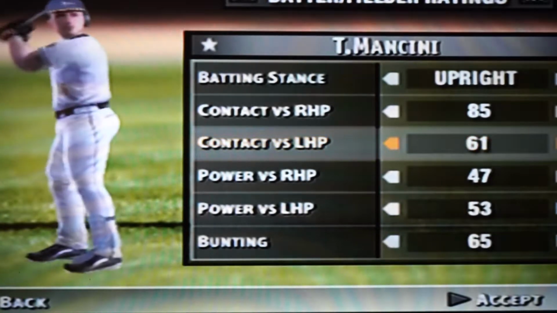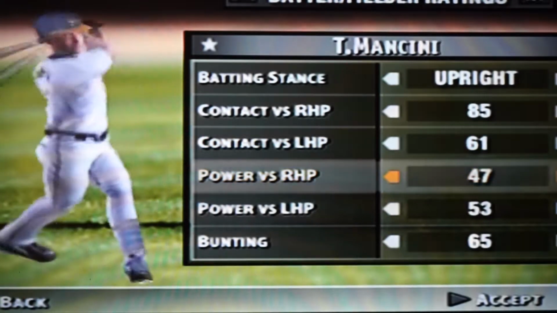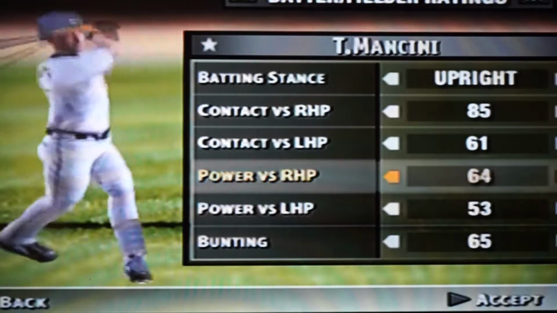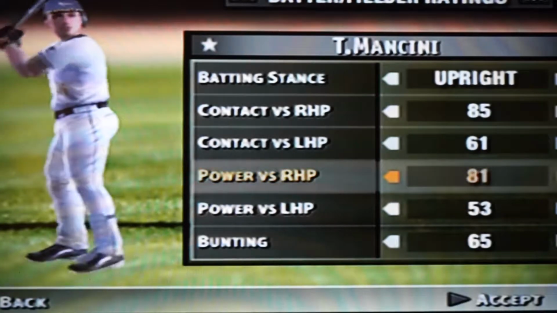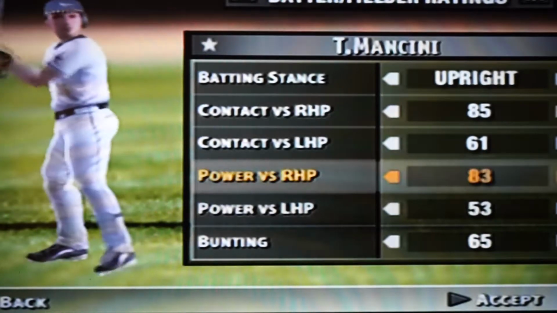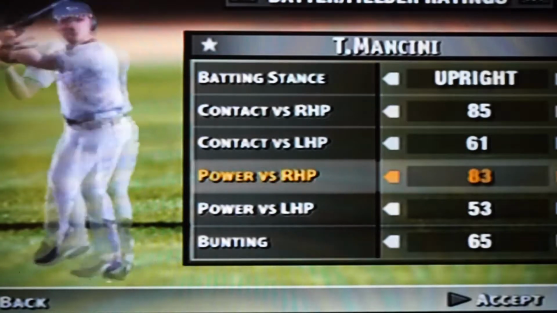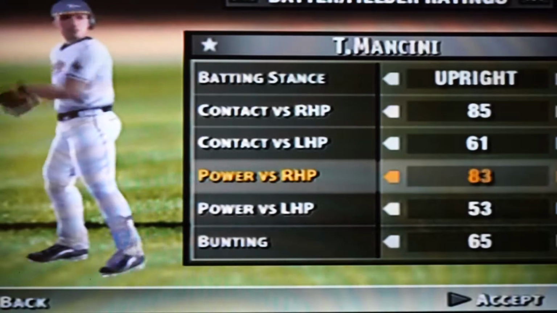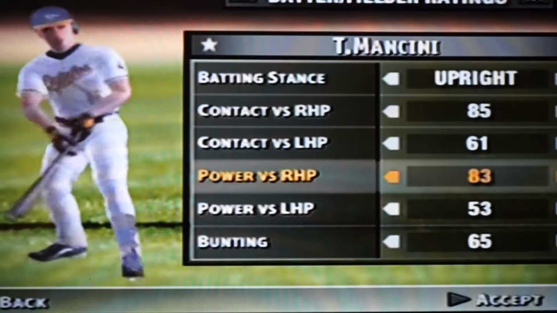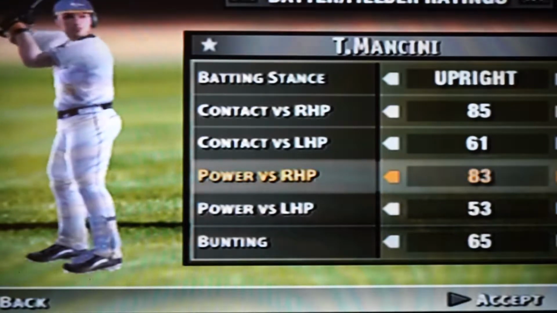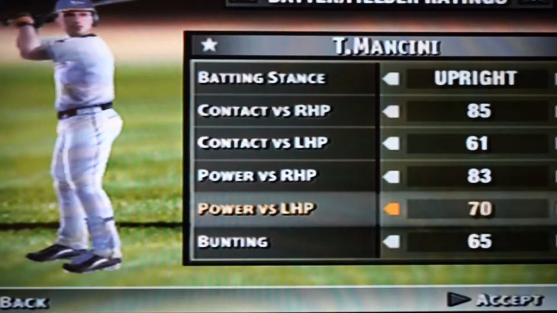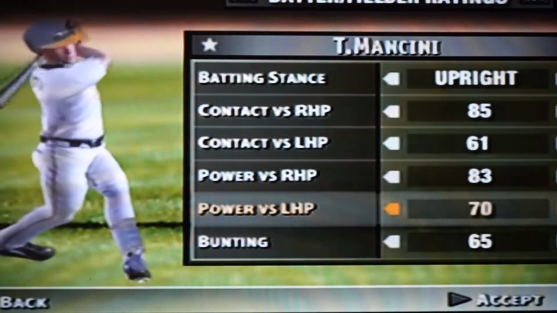So in his case, my formula says I should have him in the high 80s power-wise. I'm going to go ahead and again be conservative and just put him in the low to mid 80s versus right-handed pitching. Versus lefty pitching, 4 home runs in 112-ish at-bats. If you multiply that out by 5 or 6, you'd come up with about 20 to 24 home runs. So power versus lefties, I'd put him in about the 70 range.